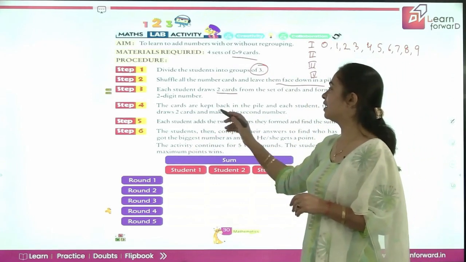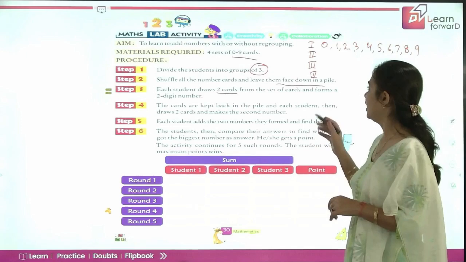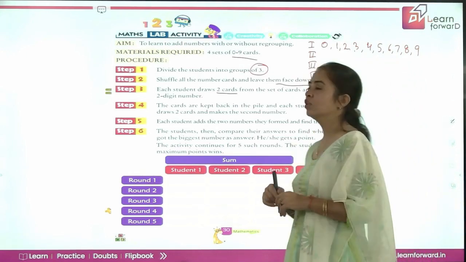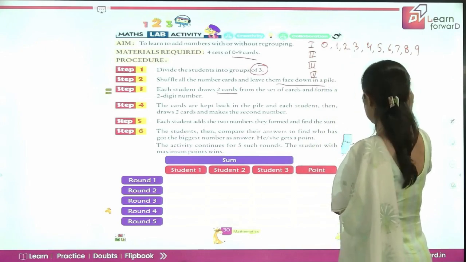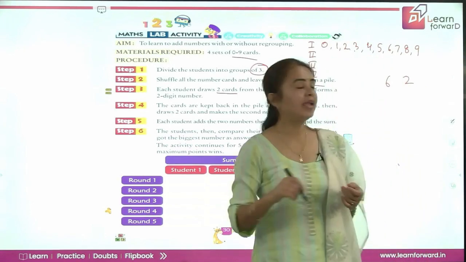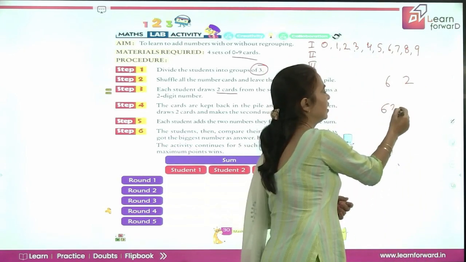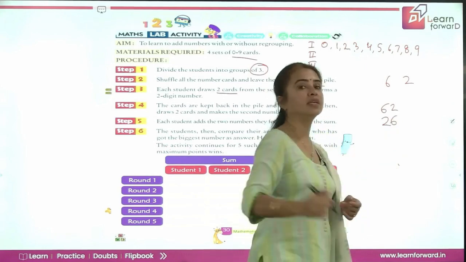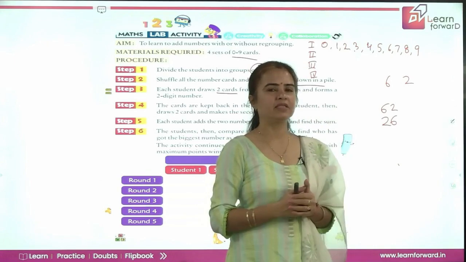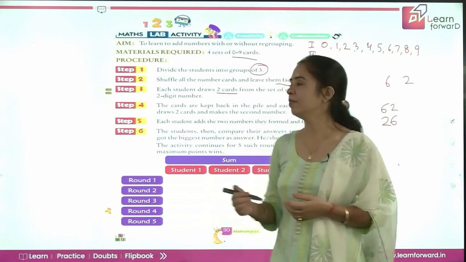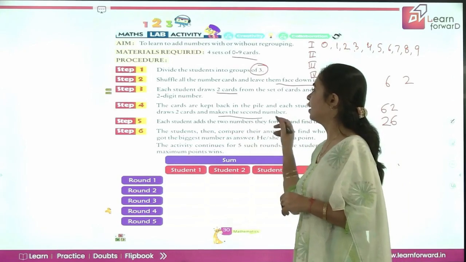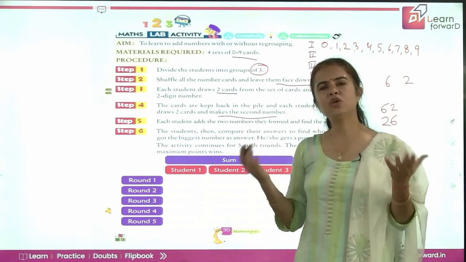Yes. The cards are kept back in the pile and each student then draws 2 cards and makes the second number. So the first number I got, I had 6 and 2. These were the 2 cards. I could have made 62 with this. I could have made 26 also with it. That is your choice, children. Now put the cards back. Keep this number in mind. Put the cards back, shuffle them again and again take out 2 cards and make another second number. Any 2 cards you can take.